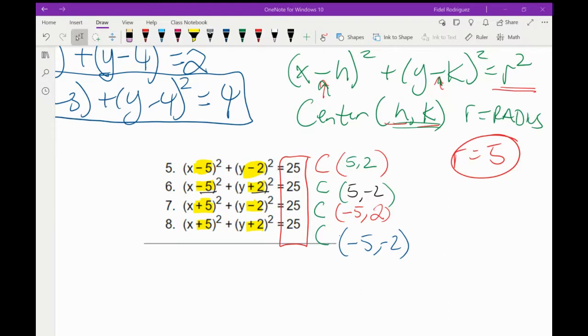So the main thing, guys, when you're doing the circle, remember, the number all the way to your right is always going to be the radius once you've squared it. So what you got to ask yourself is, what number do I have to square to get 25, or whatever number you have, right?